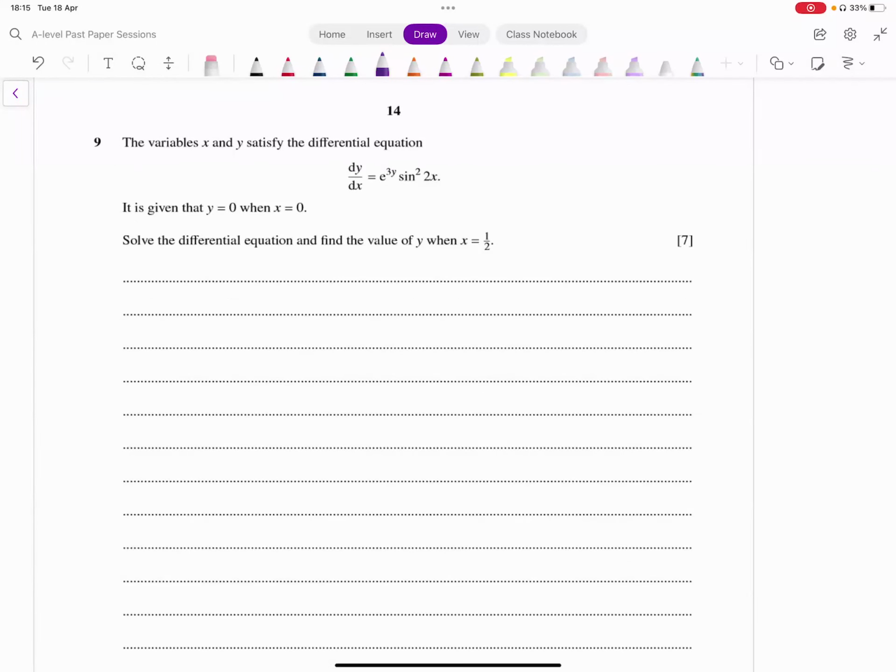Y terms को एक side पे ले जाएं, x terms को एक side पे रखें. e raised to power 3y, I can take that to the other side, and that will give me e raised to power minus 3y dy. और right side में मेरे पास क्या बचेगा फिर? sin square 2x dx. All right, so I've separated the variables.